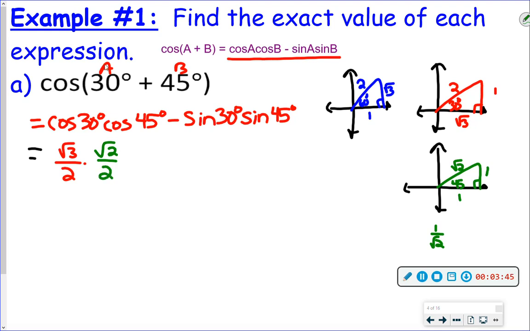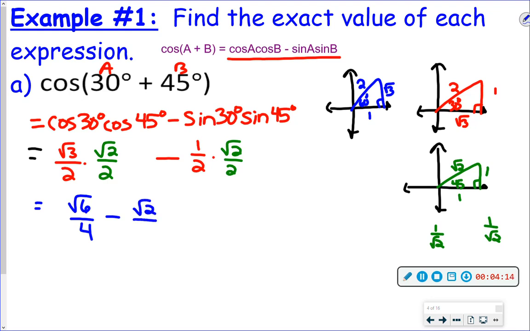Then we have minus sine of 30. So back to the red triangle, sine, opposite over hypotenuse. And then the sine of 45, the green triangle, opposite over hypotenuse, so square root of 2 over 2. So here, of course, is the setup. Now I'm just going to simplify. Square root of 3 times the square root of 2, I'm going to make it square root of 6. 2 times 2. I'm going to multiply, of course, before we subtract. 1 times the square root of 2. 2 times 2.